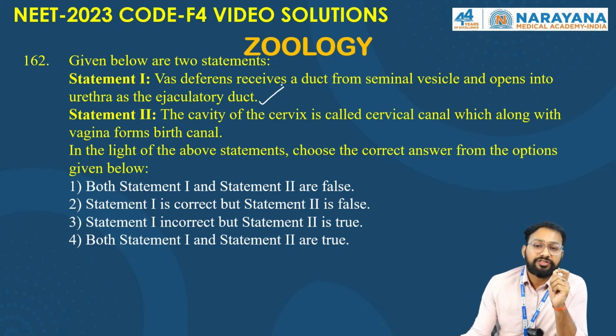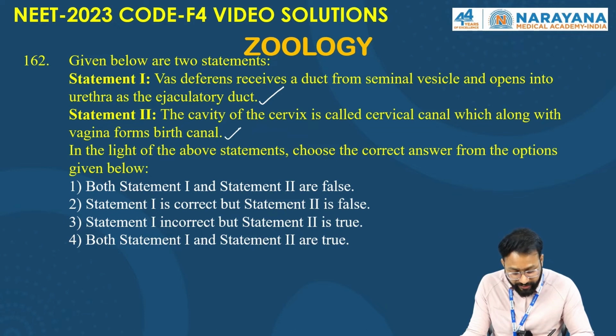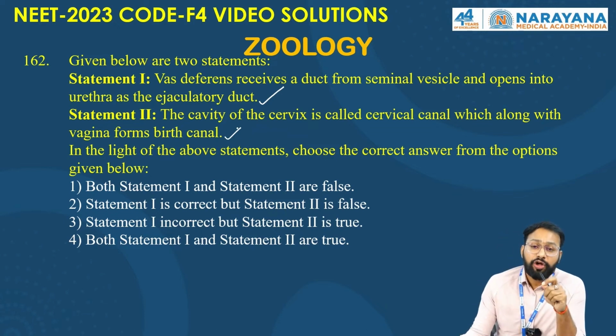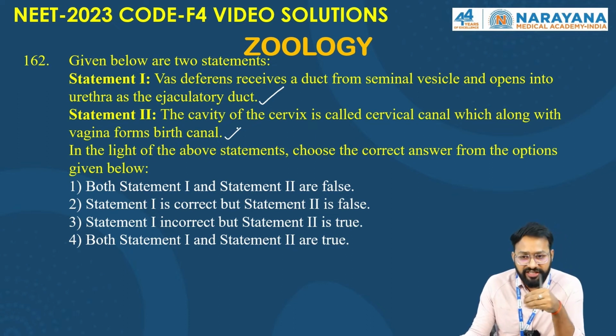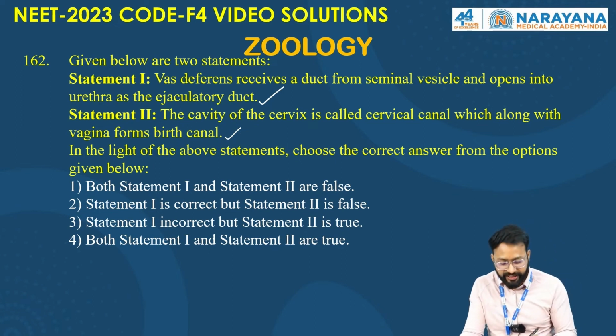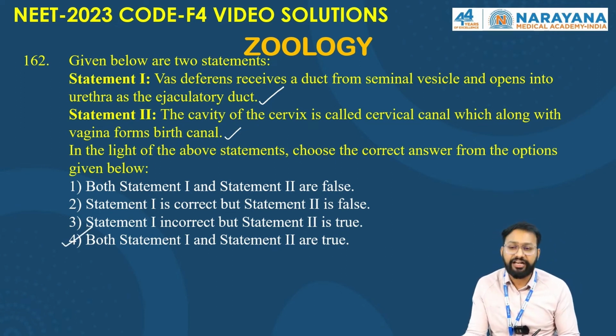The cavity of the cervix, along with the vagina, forms the birth canal, which is also a correct statement. The vagina is called the copulatory canal. Vagina and cervix together we can call the birth canal, because during parturition the baby passes through the cervix and the vagina and is delivered out. So both statements 1 and 2 are correct.